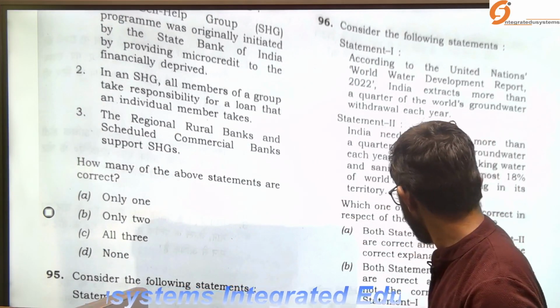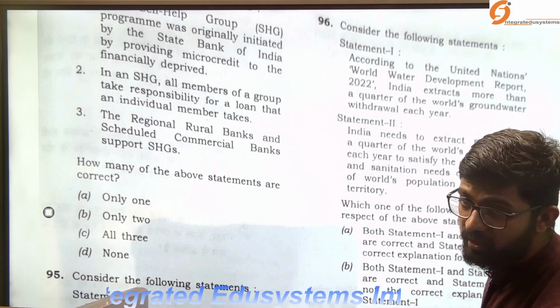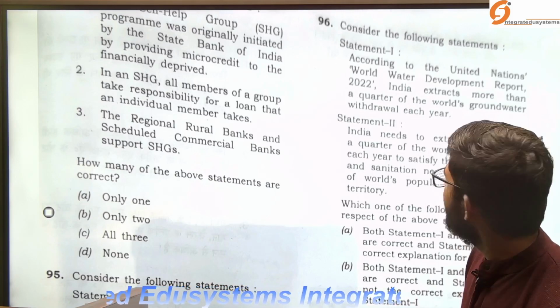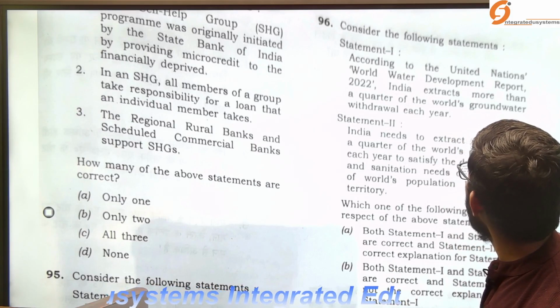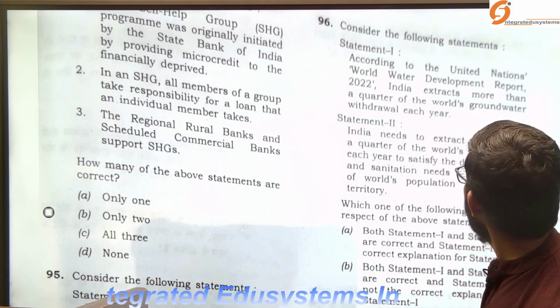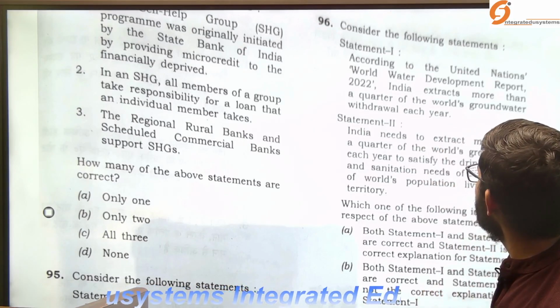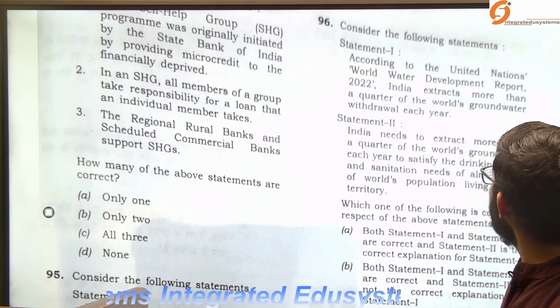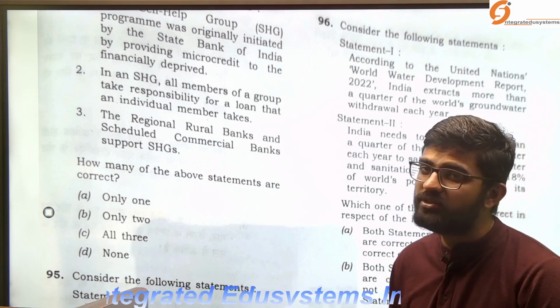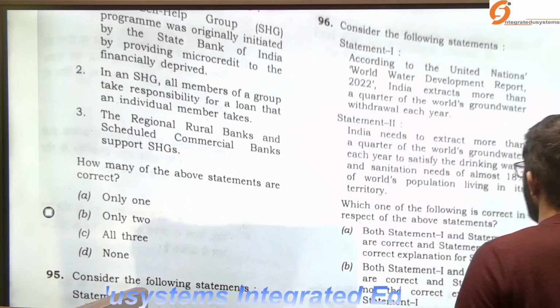96. According to UN World Water Development report current event, India extracts more than a quarter of world groundwater withdrawal each year. Yes. India needs to extract more than a quarter of the world's groundwater each year to satisfy drinking and sanitation needs of 18% of the population. No. So statement 1 is correct and statement 2 is incorrect.